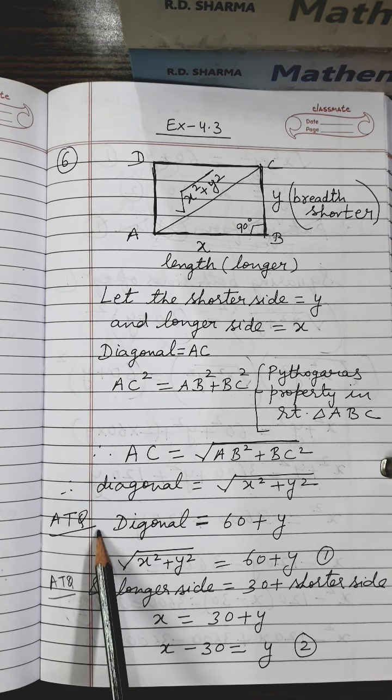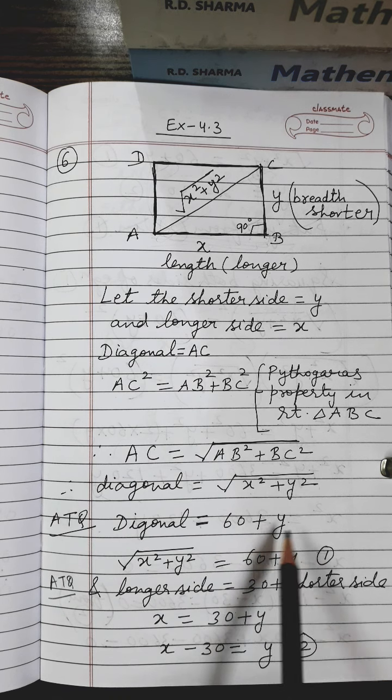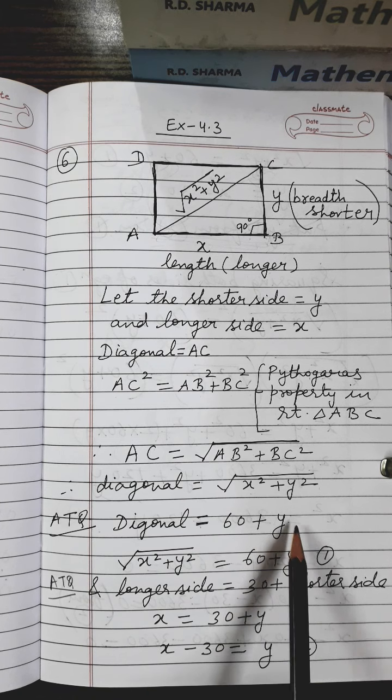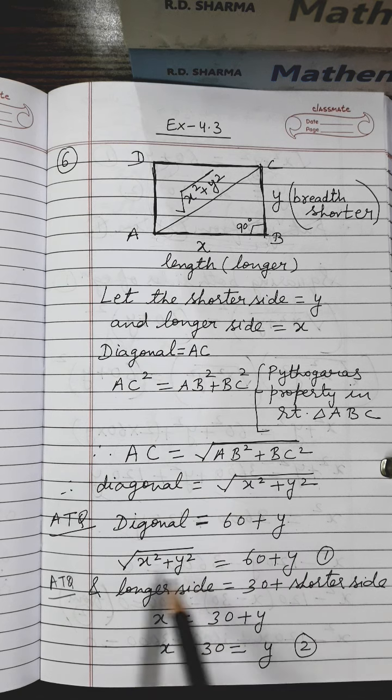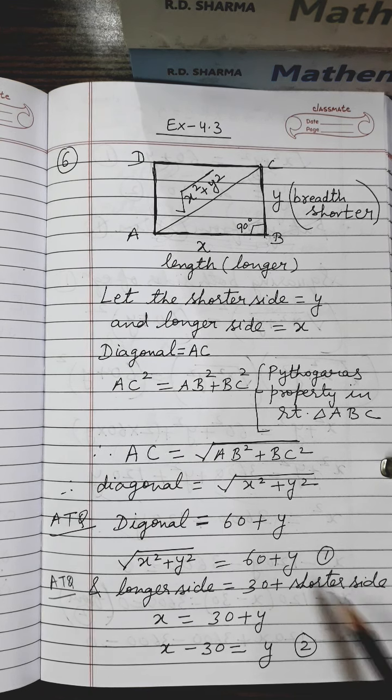ATQ, according to the question, it is given that the diagonal is 60 more than the shorter side. So diagonal equals 60 more than y. Y is your shorter side. Now replace this diagonal by root of x square plus y square. So it becomes root of x square plus y square equals 60 plus y. This is your equation 1.